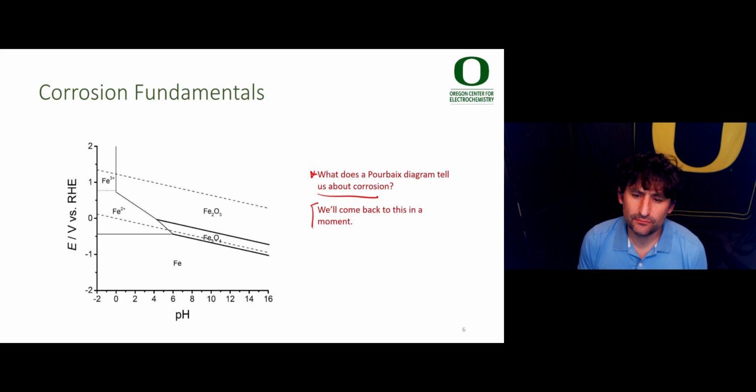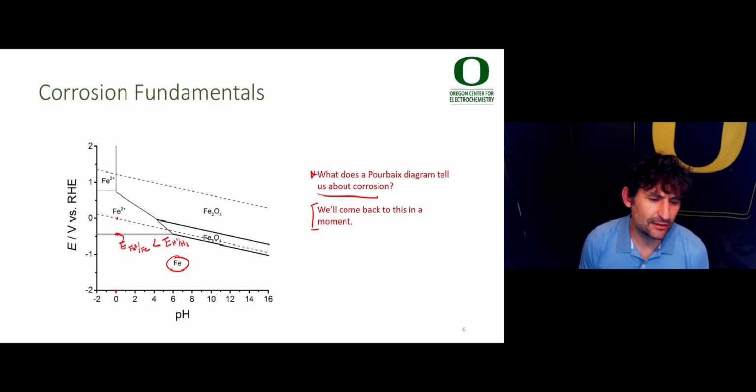We'll come back to this in more detail in class, but let's take a look at it right now. If I have an iron metal and I stick it in acid at pH 0, what the Pourbaix diagram immediately tells me is the potential, E, for Fe2+ to iron metal is much less than the potential for H+ to H2. So what does that mean?